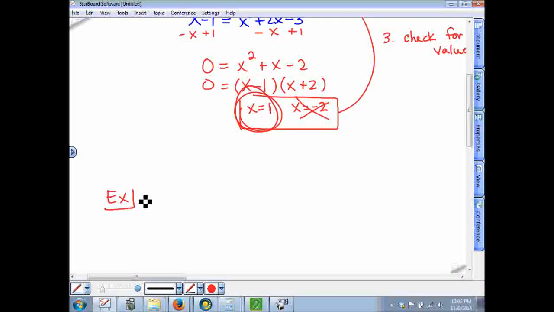Here's what I want you guys to try on your own. Oh, this is a super easy one. I'm embarrassed to even give you this question. Try it. Coming right out of your book, and it's a few pages back or a few pages forward. Anyway, write it down. Give it a go.